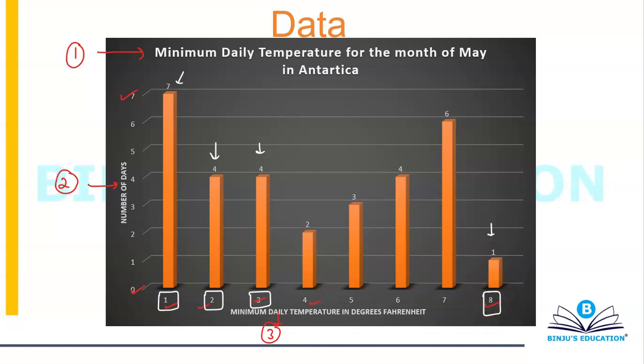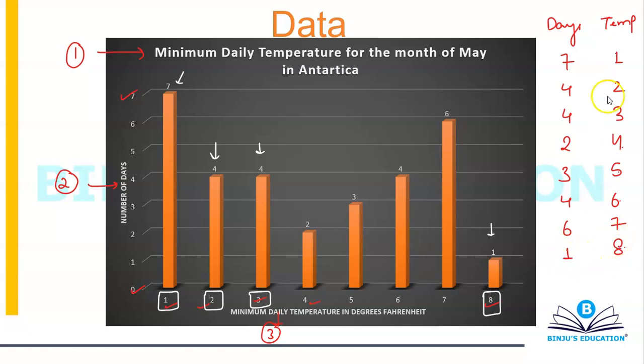So you can also say that your data can be represented as number of days and temperature. 7 days it's 1 degree Fahrenheit. 4 days it's 2 degrees Fahrenheit. For 4 days it is 3 degrees Fahrenheit. For 2 days it's 4 degrees Fahrenheit. For 3 days it's 5 degrees Fahrenheit. For 4 days it's 6 degrees Fahrenheit. For 6 days it's 7 degrees Fahrenheit. And for 1 day it's 8 degrees Fahrenheit. This is basically what your data set is all about.